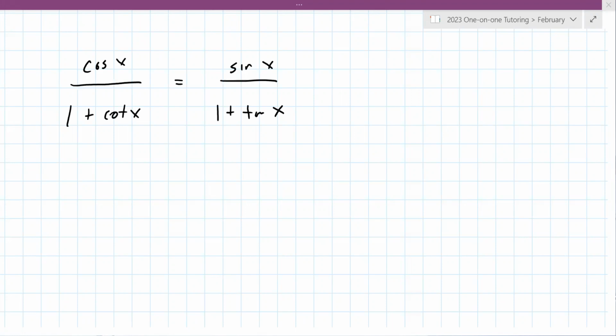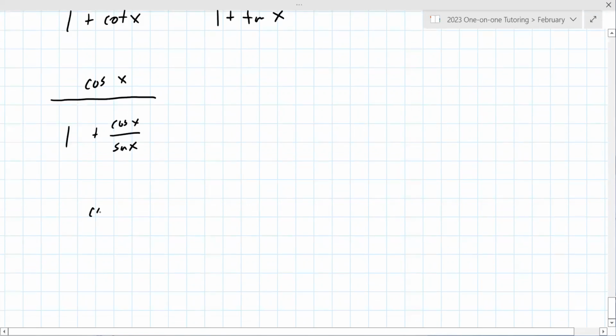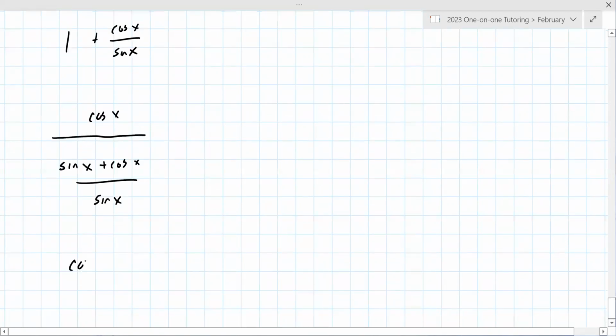How are you doing on this one? Or getting short on time? The left side is making me a little stuck. So it's 1 plus cosine x over sine x, and then you make a common denominator, so it's cosine x over... it ends up being sine x plus cosine x over sine x. That's what I found. And what's different about this one is you don't cancel. The sine x just goes up into the top. So it ends up being cosine x sine x over sine x plus cosine x.